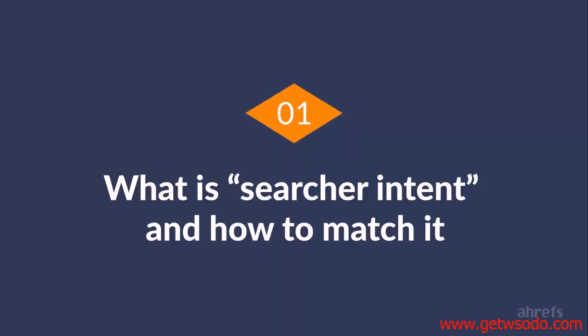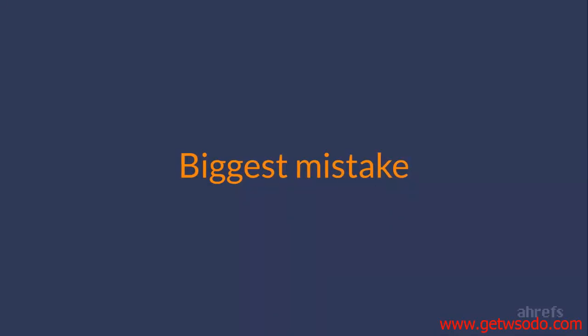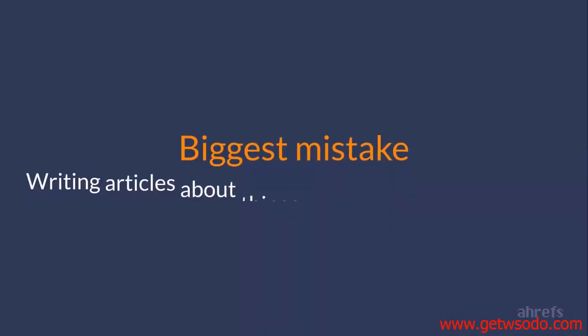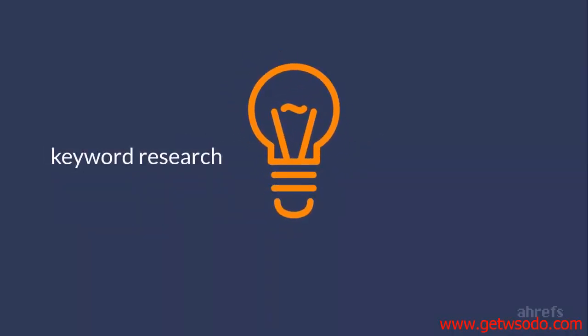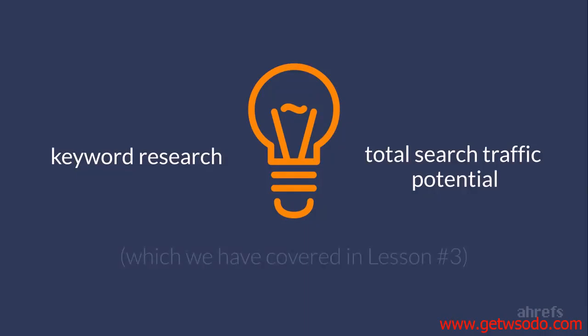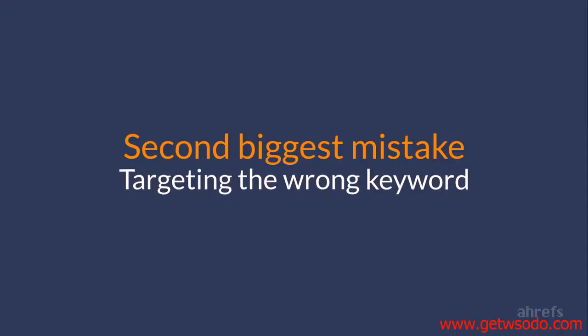What is searcher intent and how to match it? In lesson number 3, I said that the biggest mistake that keeps bloggers away from getting search traffic is writing articles about things that no one is searching for. Well, as soon as newbie bloggers learn about keyword research and how to identify the total search traffic potential of a certain topic, which we have covered in lesson number 3, they start making their second biggest mistake: targeting the wrong keyword. How is that even possible, you may ask?